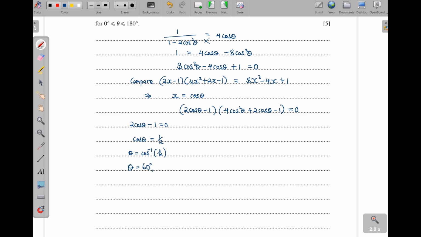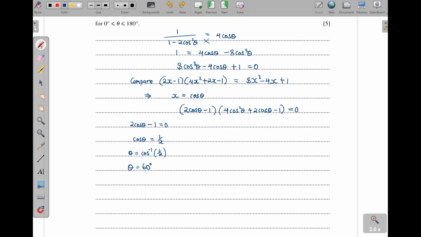Then the fourth quadrant, that is where we are having cosine as positive, but the domain here is from 0 to 180. So when I get the angle in the fourth quadrant, it will be way beyond 180. So I'm just going to choose this one here. Okay, then this one here, I'm going to solve it. It's a quadratic equation and it is not factorizable.